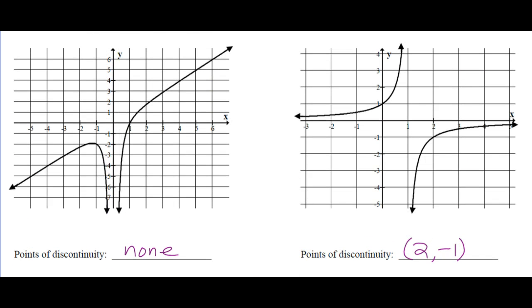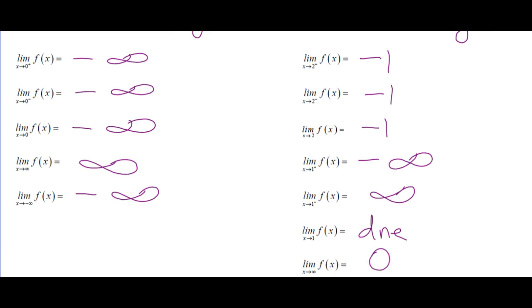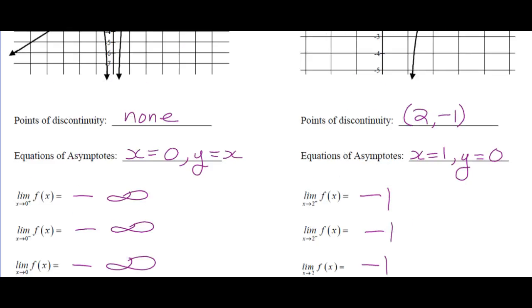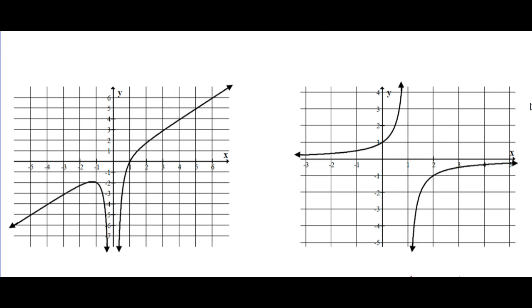Approaches 1 from... wait, did I write this out wrong? One from the right. So here's the right, and here's the left. So when it says it's approaching from the right, that means it's moving from the right to the left? Yeah, from the right. If you're going from the right, you must be going to the left, right?